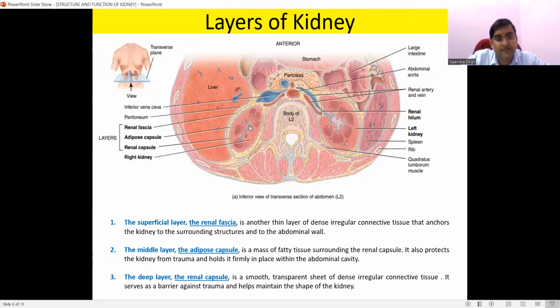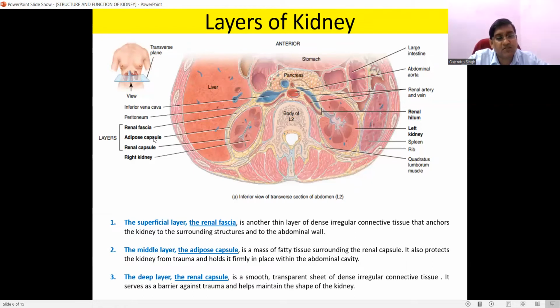We can also see there are different layers surrounding the kidney, and from outside to inside, the outermost layer is known as the renal fascia. Renal fascia is a thin layer of dense irregular connective tissue that anchors the kidney to the surrounding structures. The second layer of the kidney, the middle one, is known as the adipose capsule.